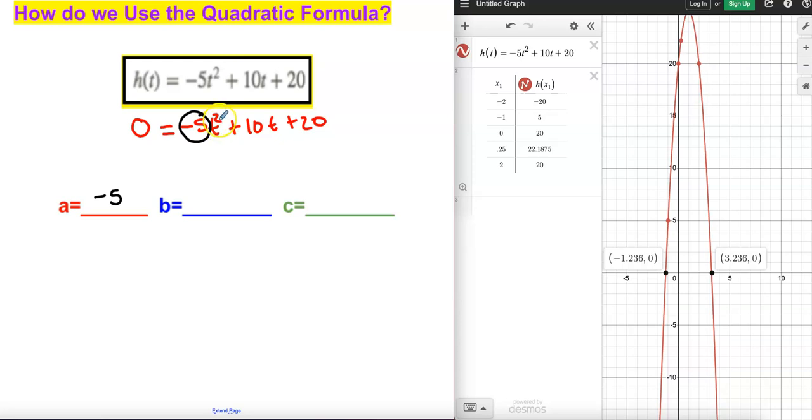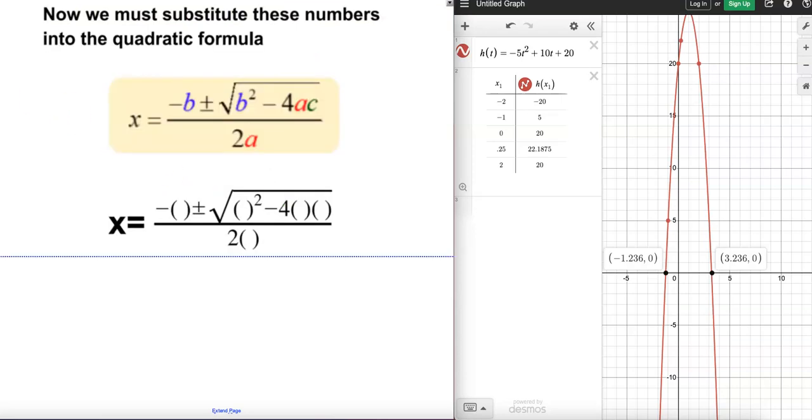And the big thing is the squared. My b is just going to be the positive 10 because 10 is attached to the t. So my b value is 10. And then your c is always the value that doesn't have a variable connected to it, which in this case is positive 20. Okay? Now, that's something very important that you guys need to understand.